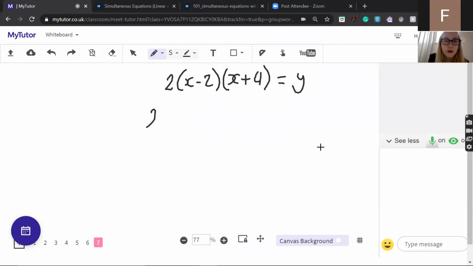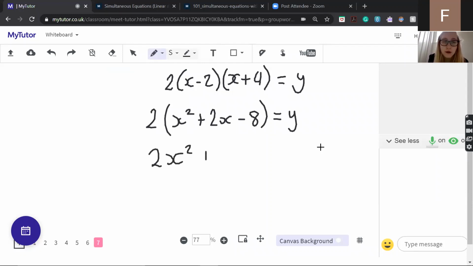So we get 2 lots, and then I'm going to expand these brackets using the FOIL method. So x squared plus 4x minus 2x is plus 2x, minus 8. If you don't recall that, go back and have a look at the quadratics lesson. And then just expand this out by 2, multiplying everything in the brackets by the 2: 2x squared plus 4x minus 16 equals y.